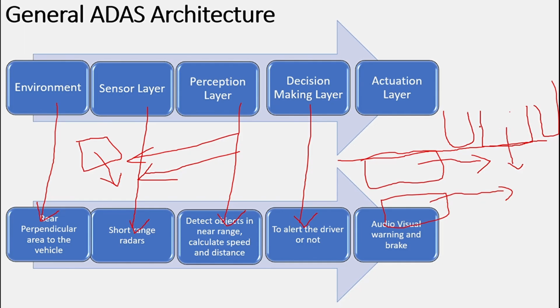Under this kind of situation, the decision making layer will take a call, and once it decides to warn the driver, there are audio, visual warnings and brakes. Now I will explain this clearly in the coming videos. In the coming videos, you will clearly understand what exactly I am talking about. Okay, now let me erase these things so that you do not feel overwhelmed.